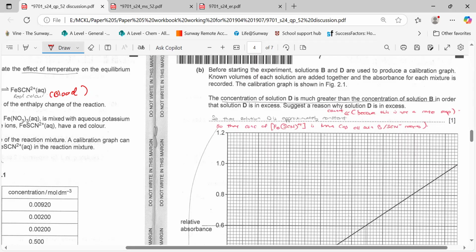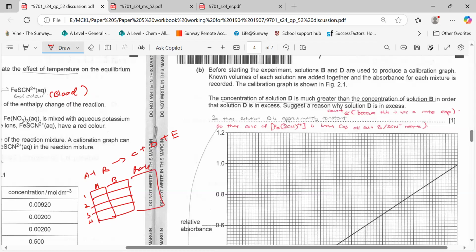Because when you do a rate of reaction experiment, where you have A plus B to give C plus D plus E, you want to find the concentration. You have the concentration of A and B here, and you have experiments 1, 2, 3, 4. So when you want to see how B affects the rate, for example, 0.01, 0.02, so let's say it's 0.1 and 0.2.